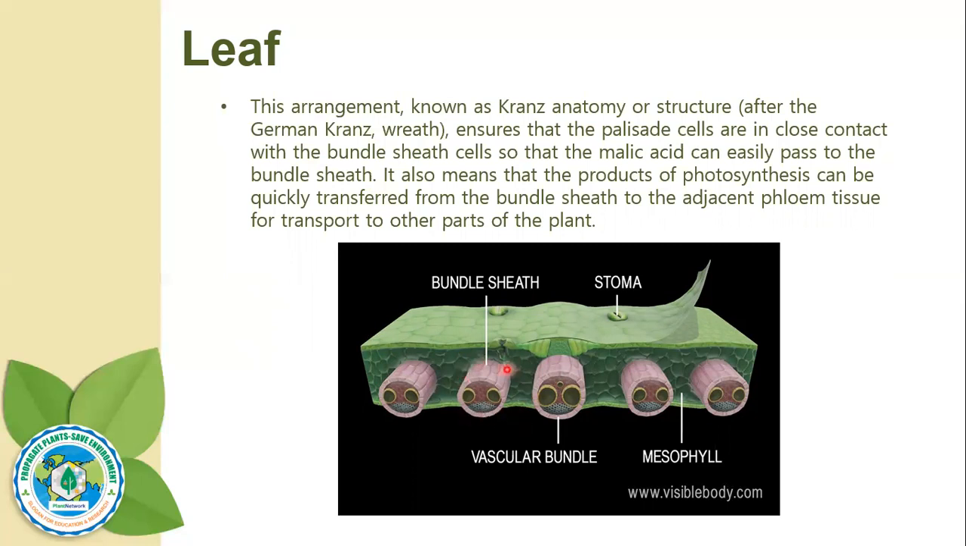This arrangement, the presence of the bundle sheath around the vascular bundles, known as the Kranz anatomy, ensures that the palisade cells are in close contact with the bundle sheath cells so that malic acid can easily pass to the bundle sheath. It also means that the products of photosynthesis can be quickly transferred from the bundle sheath to the adjacent phloem tissue for transport to other parts of the plant.